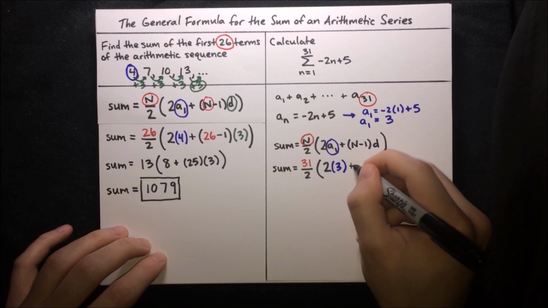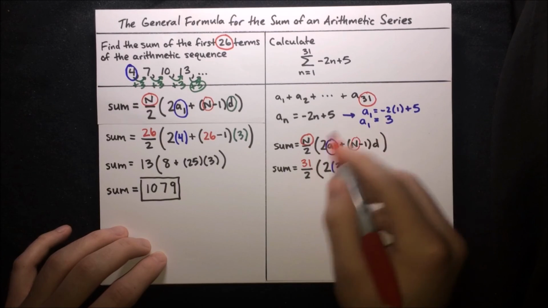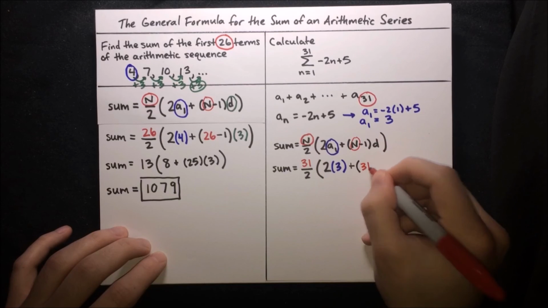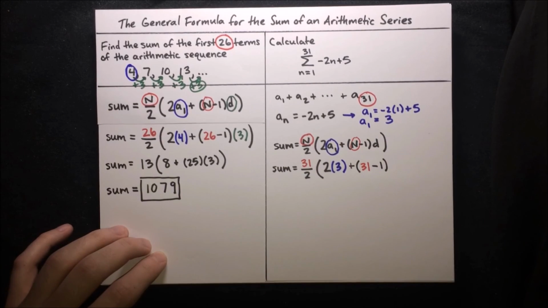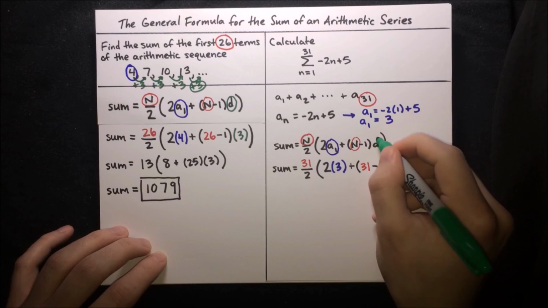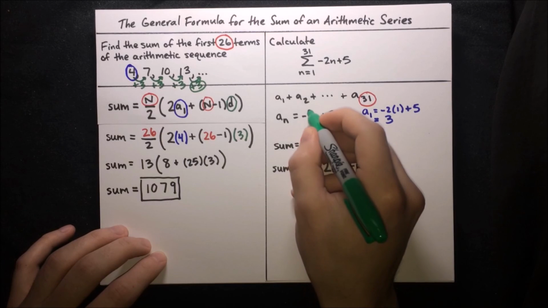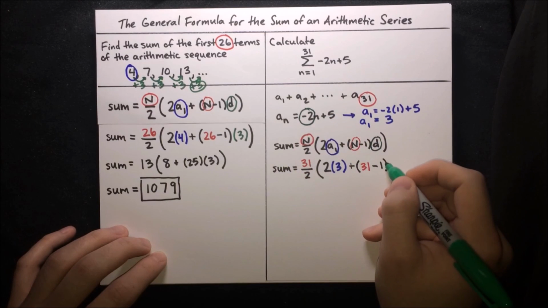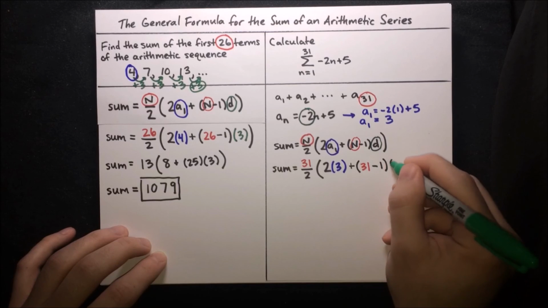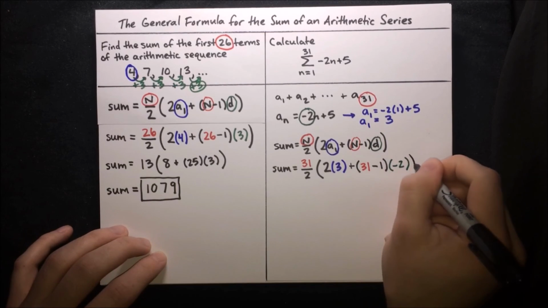And then plus n minus 1. n, of course, is 31 still. So 31 minus 1 times the common difference. And we can pick out the common difference from our formula here. Our common difference is always the number that multiplies the n. It's like the slope of the sequence. So the common difference here is negative 2. Fill that in. Close our parentheses, and now we just have to compute this.